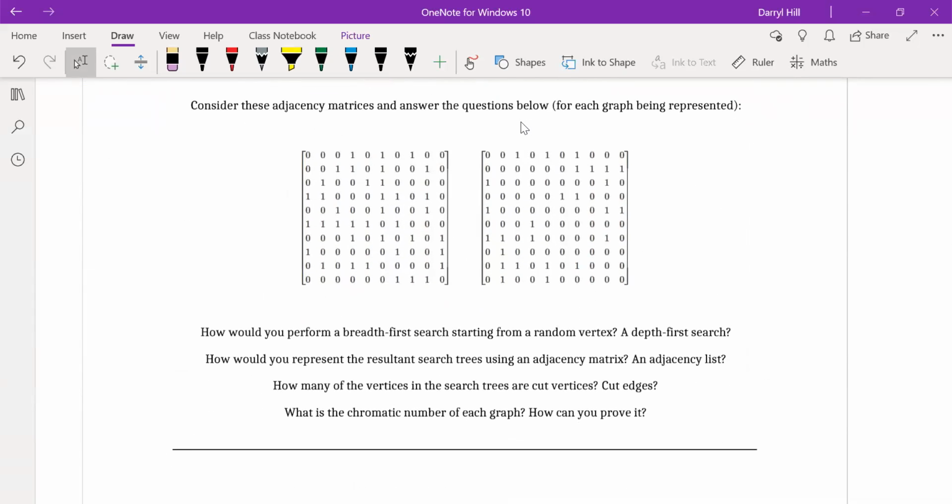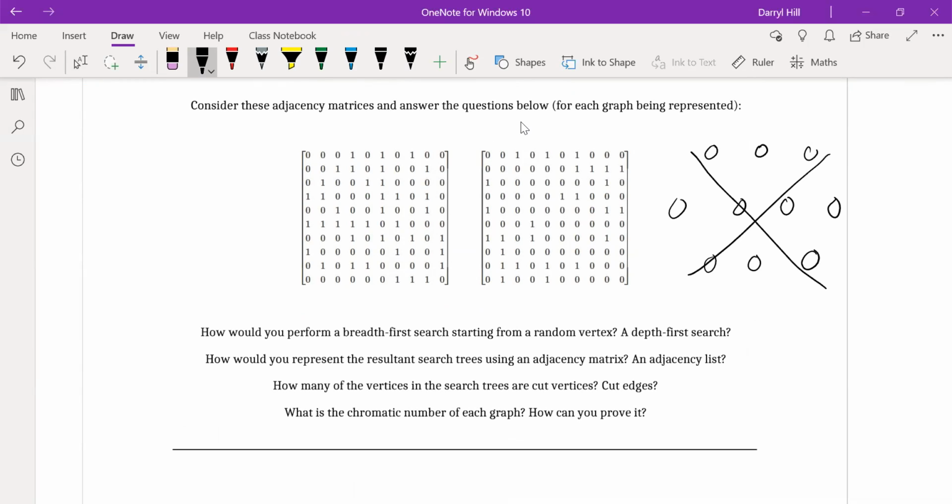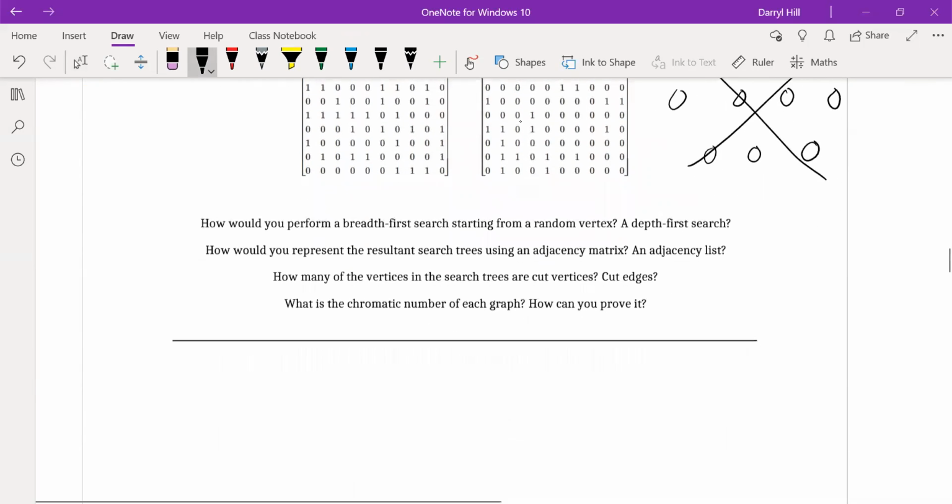Consider these adjacency matrices and answer the questions below for each graph being represented. Yeah, these are nasty. Just so you're all aware, these are combinatorial graphs, generated randomly. When I made your quizzes, I drew the graph first and then converted it to a matrix so that I knew it would be easy enough to draw. That's not going to work here. Because they're randomly generated, you could have crossings. It's not necessarily going to be pretty.